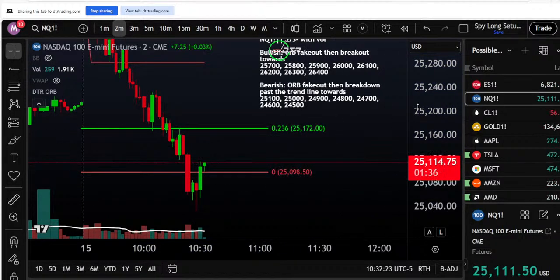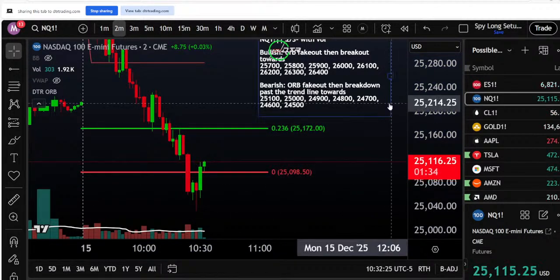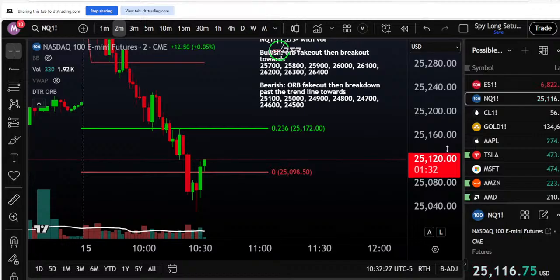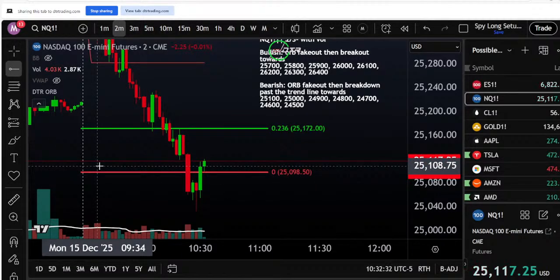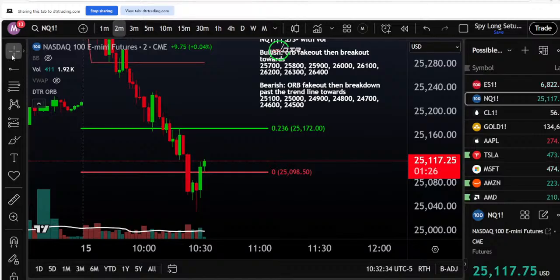Okay, so we're looking at a 98 stop loss for now. We want to see a little fake out first, right before we establish a reference price. We still got some time here.